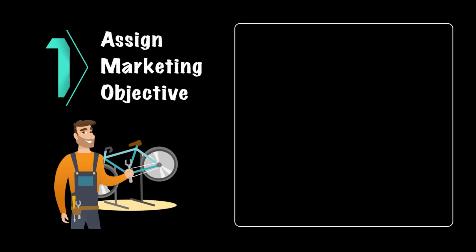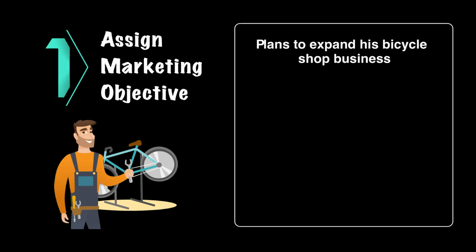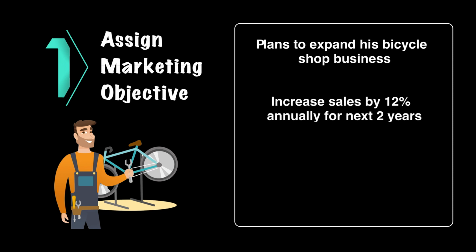And it starts with first assigning the marketing department their objective. So when Mr. Mike sits down and thinks about what he wants his marketing plan to achieve, he will list down a few things. And among those things would be, of course, first of all, the objective of the business. And for Mr. Mike, let's say, for example, that objective is to expand his bicycle shop. Maybe look to increase his sales by 12% annually for the next 2 years.